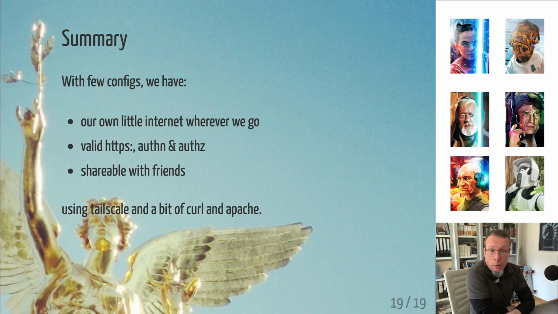So in summary, with very little work and configuration, we have our own little internet, a global internet. Wherever we go, we can fly around the world, we will keep the connection in our tailnet and have connectivity like we are at home. We have valid HTTPS for these hosts. We have authentication and authorization configurable for these Apache servers in this tailnet. And we can share certain access points with friends and in their tailnets. And we can control who sees what here, just using Tailscale and a bit of curl and Apache.